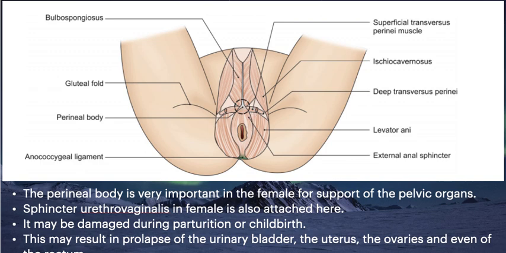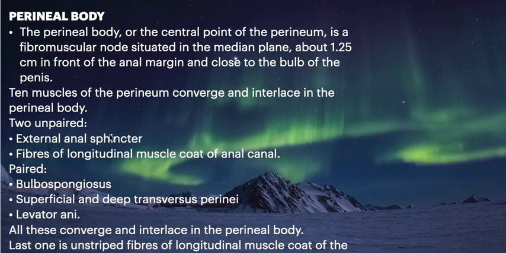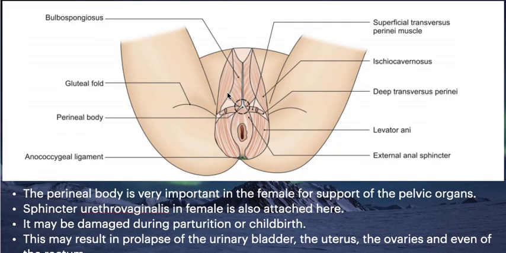So we have, again, let's see, the external anal sphincter, as you saw clearly in the last picture, the longitudinal muscle cord of the anal canal, bulbospongiosus, superficial transverse perineum, deep transverse perineum. As you can see, do not get confused. The ischiocavernosus is not converging at the perineal body, but the levator ani is. Okay. So these are the muscles interlacing over here, and damage to the perineal body can lead to the prolapse of the pelvic organs.